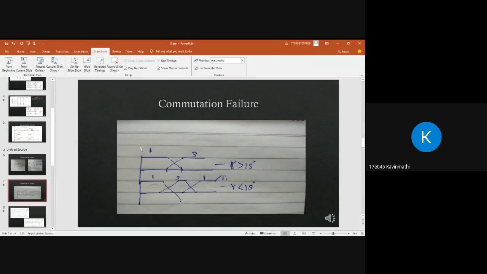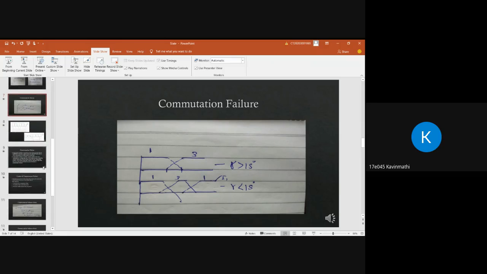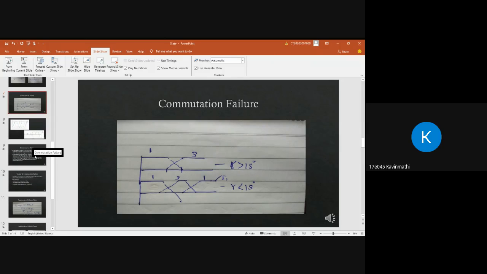This is the graph of the commutation failure. If gamma is greater than 15 degrees, 1 will get switched off properly and 3 will get switched on properly. But if it is less than 15 degrees, this 1 will not switch off properly, and it will again come into operation. I hope you are now clear with what is meant by commutation and commutation failure.